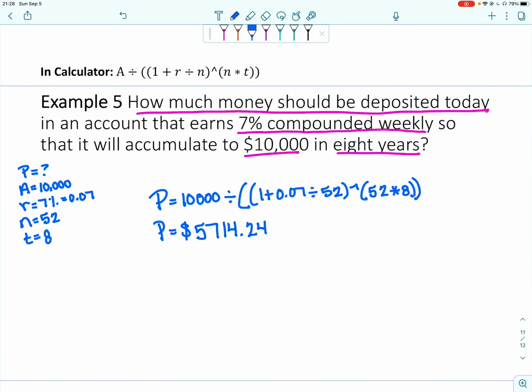And that's it for compounded interest with simple interest at the beginning of this section.